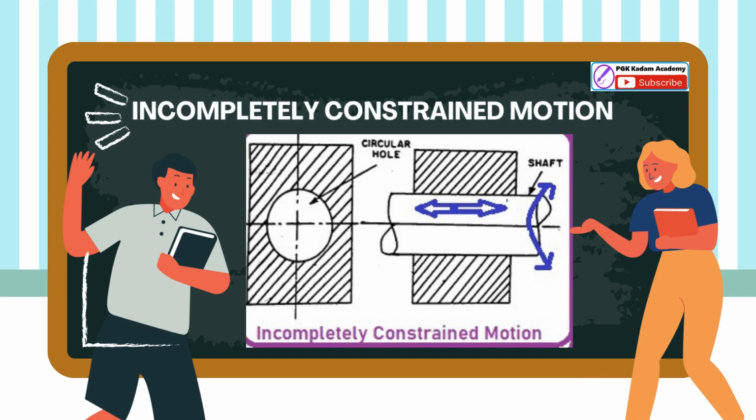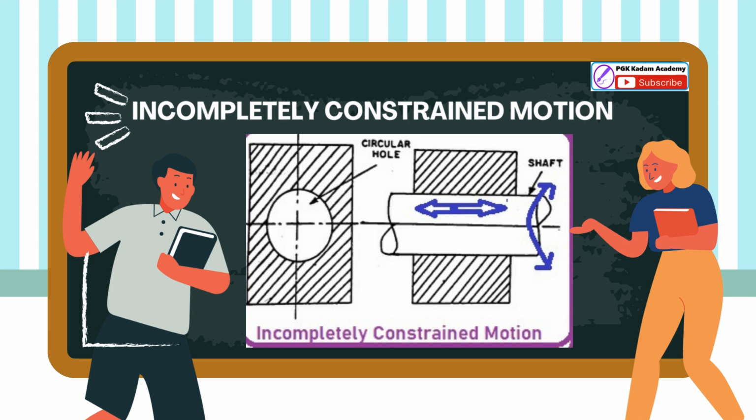Incompletely constrained motion. In an incompletely constrained motion, the motion between the two links or pair can take place in more than one direction. Then the motion is called incompletely constrained motion. The change in direction of the force changes the type of relative motion between the two links or pairs. Example: a circular shaft or bar moving in a circular hole, as it may either slide or rotate, is an example of incompletely constrained motion.